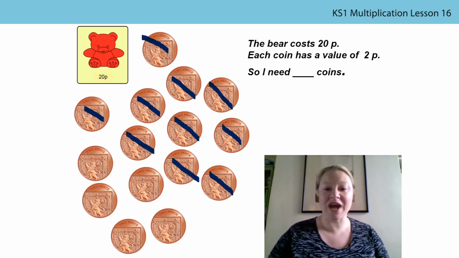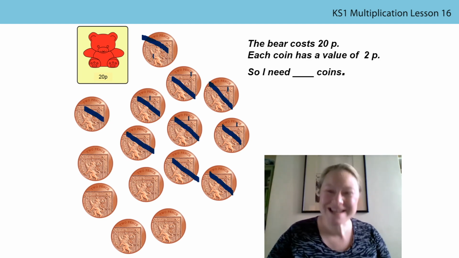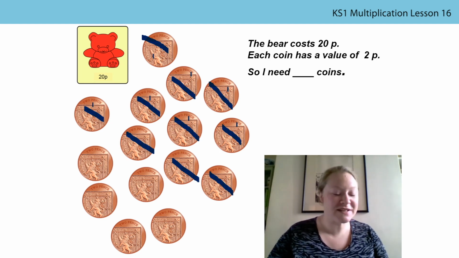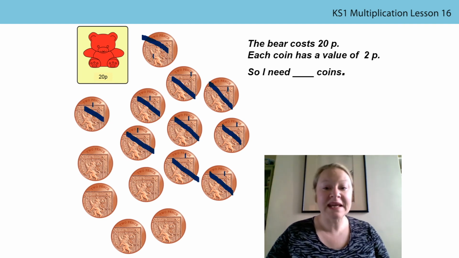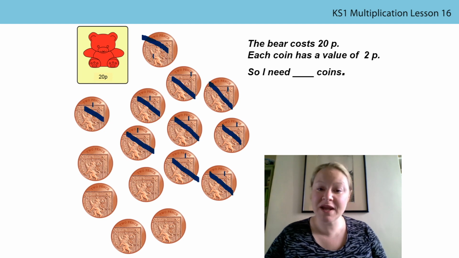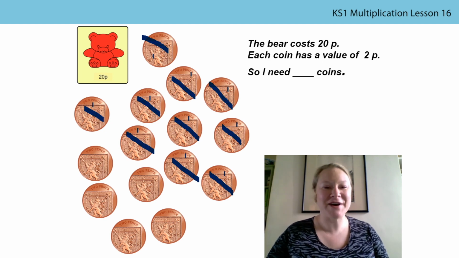Okay, so now we need to check how many coins we needed. Are you ready? I'm just going to go back and put a little mark on them as we count how many coins we have. 1 2-pence coin, 2 2-pence coins, 3, 4, 5, 6, 7, 8, 9, 10 2-pence coins. Well done. So the bear cost 20p. Each coin has a value of 2p, so I need 10 coins. Well done.